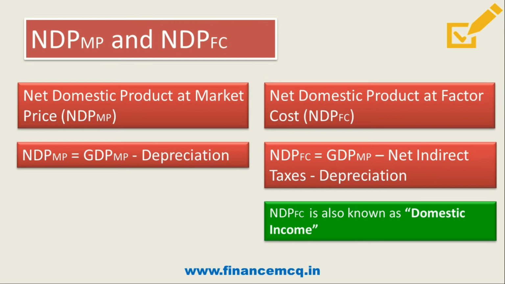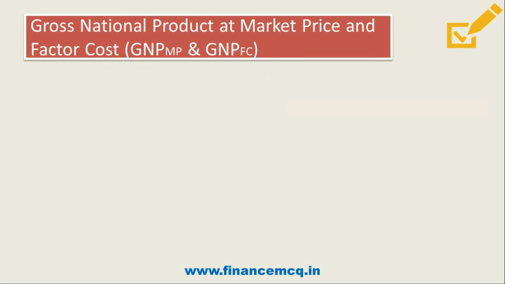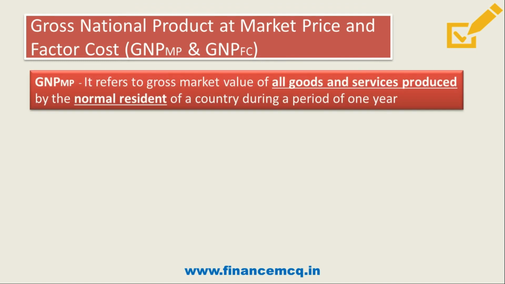Now let's move on to the next point. Now friends, let's talk about gross national product at market price and gross national product at factor cost. So friends, GNP at market price refers to gross market value of all goods and services produced by the normal resident of a country during a period of 1 year. So here it is different from GDP.